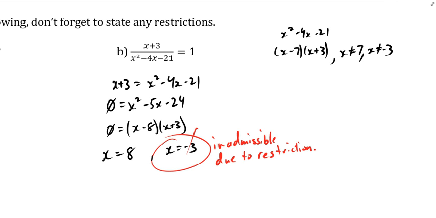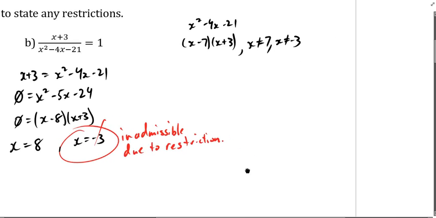Is that pretty straightforward? Or what do you think? Any questions about that? Yeah. What do you mean when you carried over the 3? Yeah, it's negative 21 minus 3.